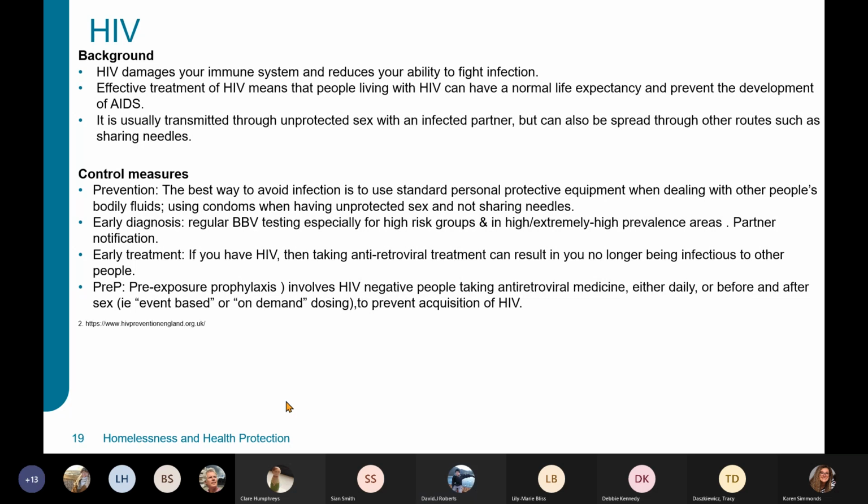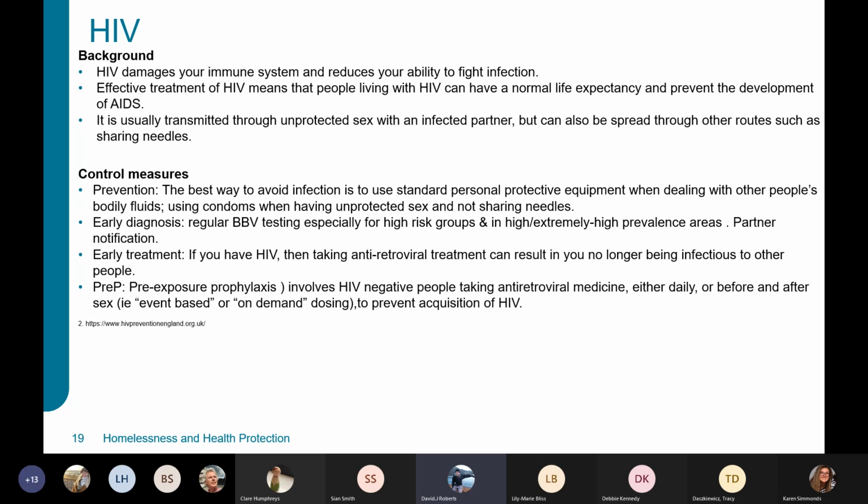So HIV is very well known about. Untreated, it leads to immune damage and reduces your ability to fight infection. However, it's eminently treatable, and people living with HIV can now have a normal life expectancy and prevent development of AIDS complications. It's usually transmitted through unprotected sex with an infected partner, but it's also a bloodborne virus and can be transmitted by sharing needles. Control measures for healthcare workers are to use standard personal protective equipment, and for the general public to practice safe sex and avoid sharing needles.